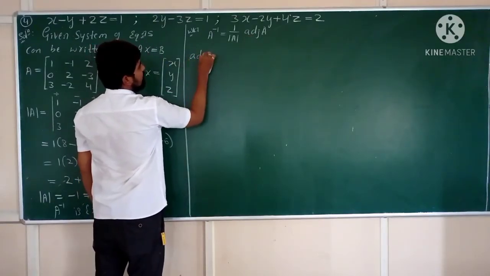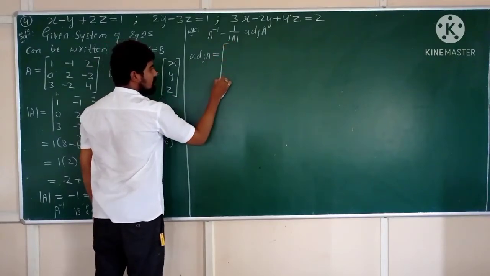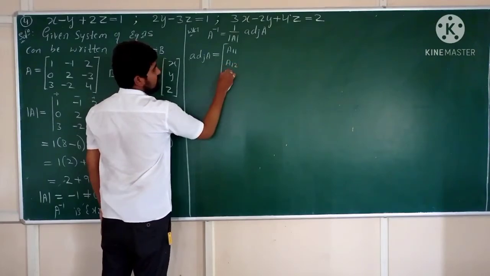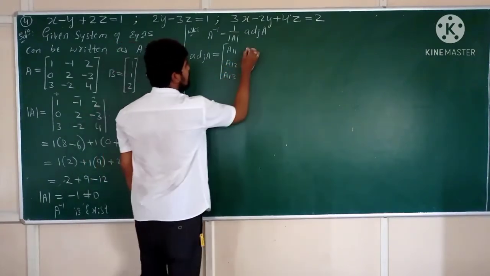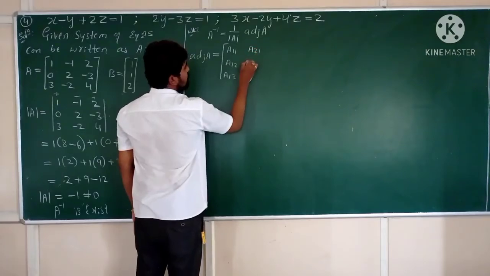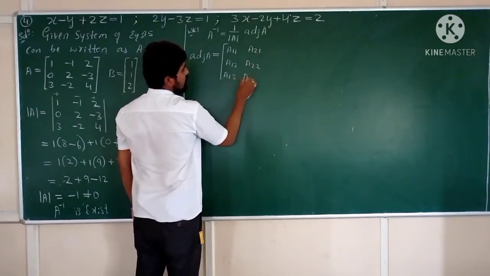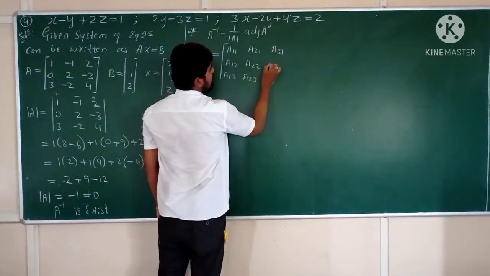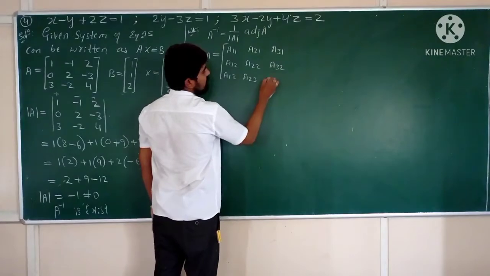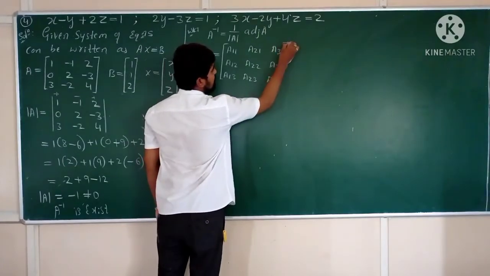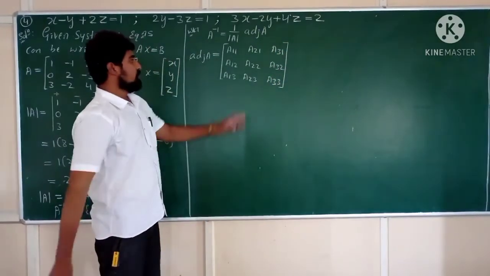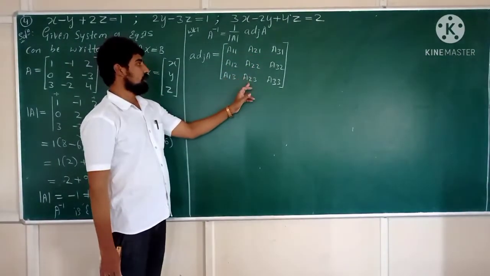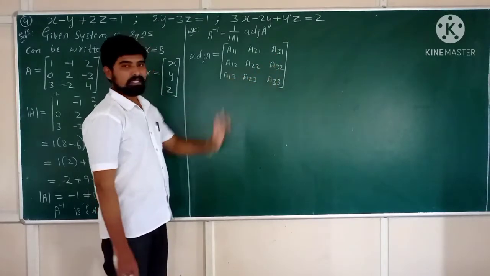We know that the adjoint of matrix A is equal to first column A11, A12, A13, second column A21, A22, A23, and the third column is A31, A32, and A33. Now we need to find out the values of A11, A12, A13, A21, A22, A23, and A31, A32, A33.